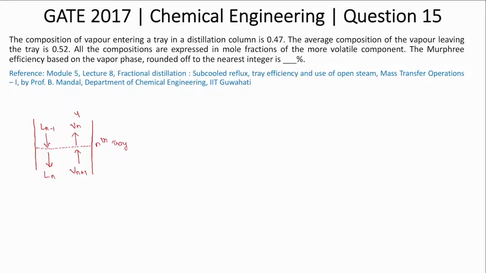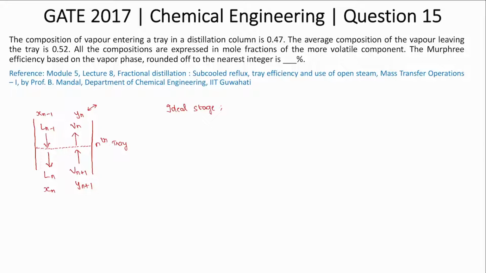Similarly, Vn plus 1 is the vapor that is entering the nth tray from the n plus 1 tray, and Vn is the vapor exiting the nth tray. Their corresponding compositions are Yn and Yn plus 1 for the vapor, and Xn and Xn minus 1 for the liquids. Now, this is for a real stage or a real tray.